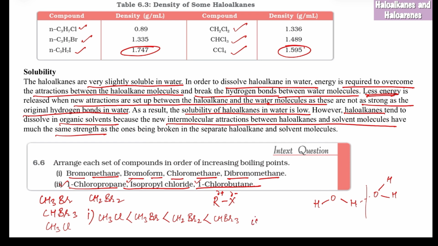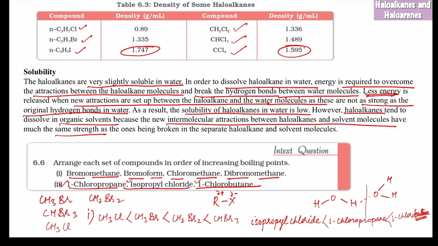So isopropyl chloride has the lowest boiling point, then 1-chloropropane because it has only 3 carbon atoms, and then 1-chlorobutane. In 1-chlorobutane there are 4 carbon atoms, so it has the maximum boiling point.